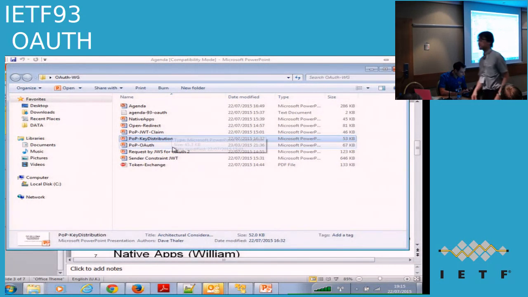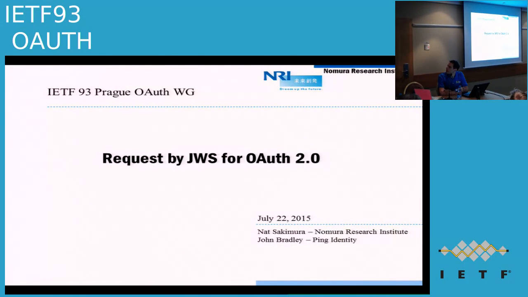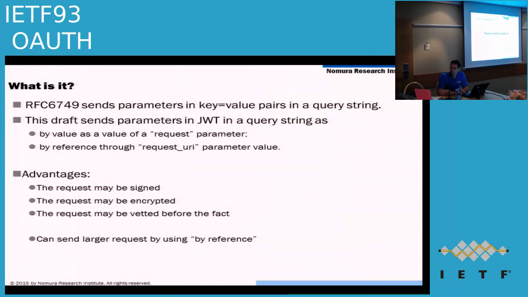So, request by JWS for OAuth 2.0, which is an awful name, and I'm going to come to that later. Next slide, please. For those of you who haven't read the draft, it represents RFC 6749 authorization request parameters as a JWT, which can potentially be signed, encrypted, or signed and encrypted. We talked a little bit about that before. The draft allows you to send that JWT in the request parameter by value, or by reference through the request URI parameter.